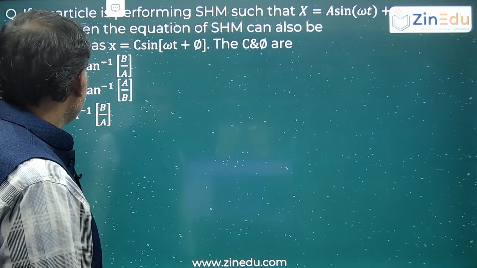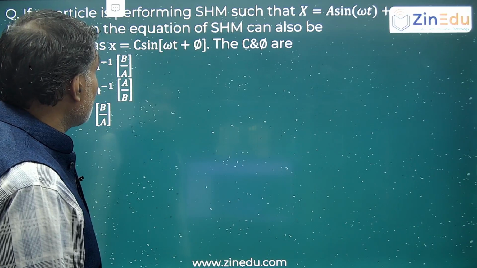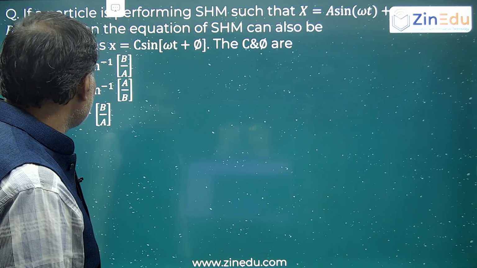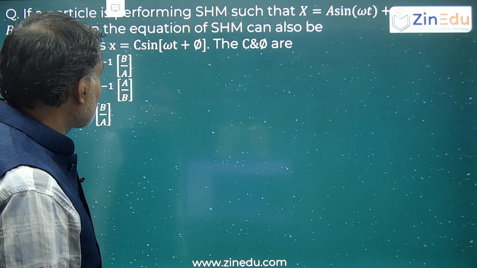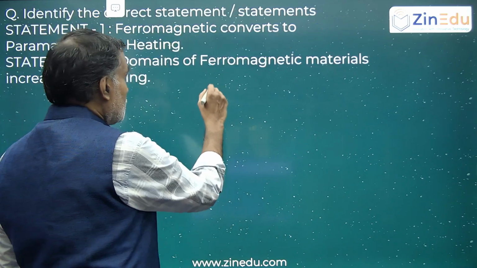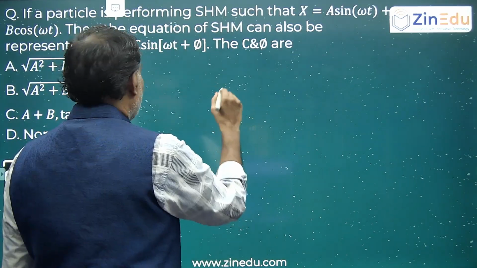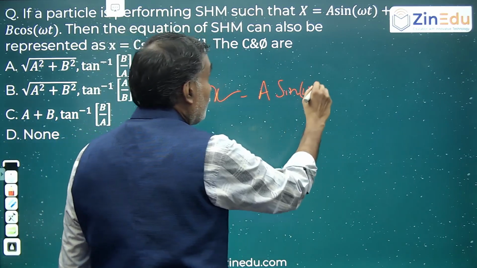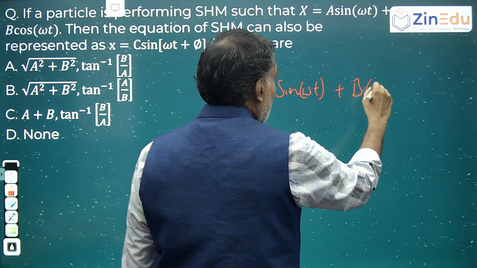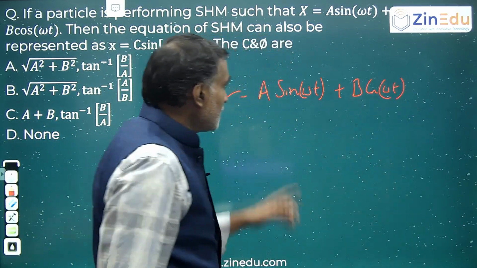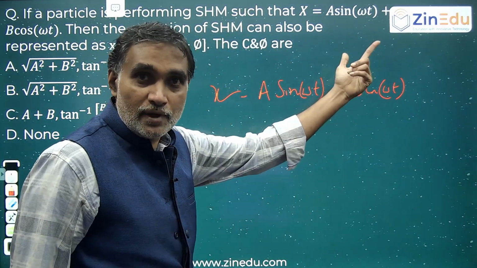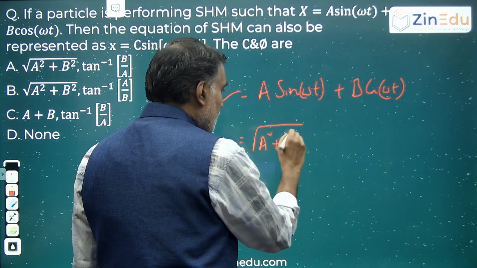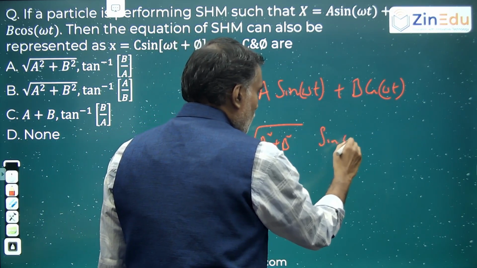Next question. If a particle is performing SHM such that x is equal to a sin omega t plus b cos omega t, then the equation of SHM can also be represented as x is equal to c sin omega t plus phi. Then what are c and phi? How can you write this? You should divide this by root of a square plus b square and multiply by root of a square plus b square. So this can be written as root of a square plus b square into sin omega t plus phi.